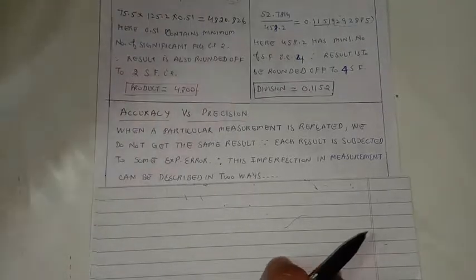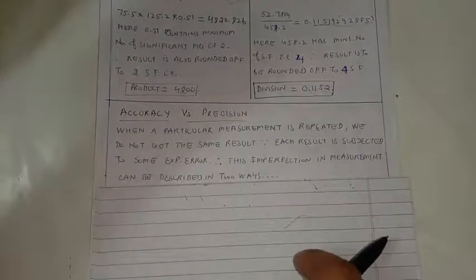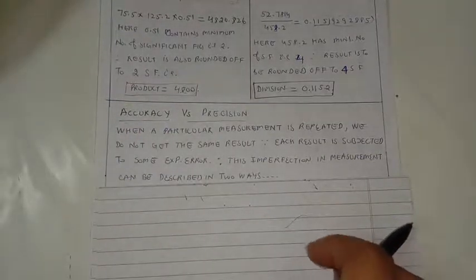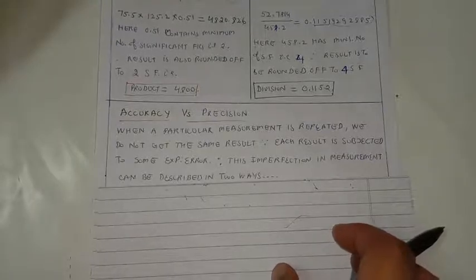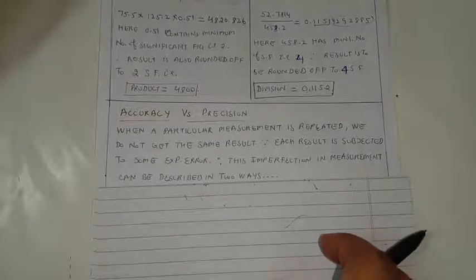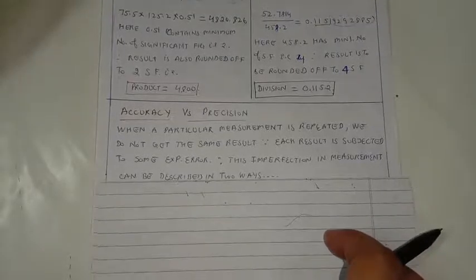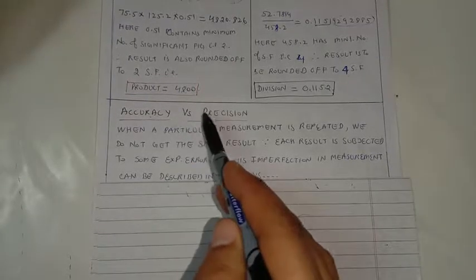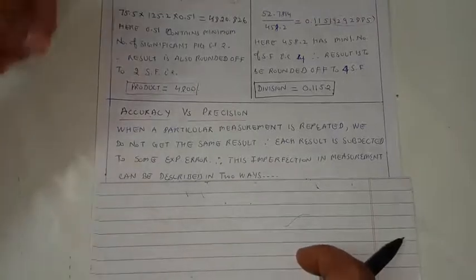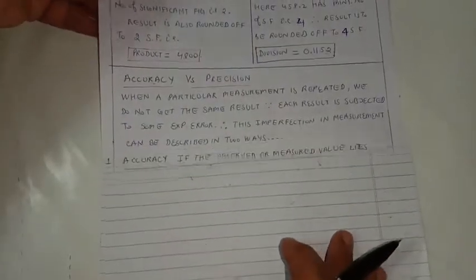When we are in the lab performing some experiment, we are asked to perform the same experiment or the same procedure to find a particular value many times. Why are the same steps repeated again and again? That is because we want to decrease the error in our measurement and we want to increase not only the accuracy but also the precision. So what is the difference between accuracy and precision?